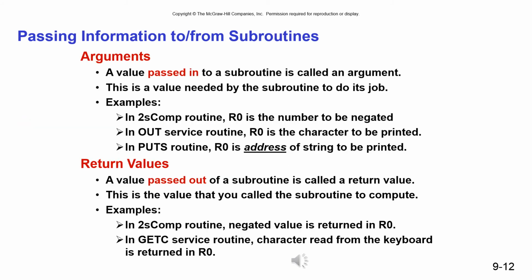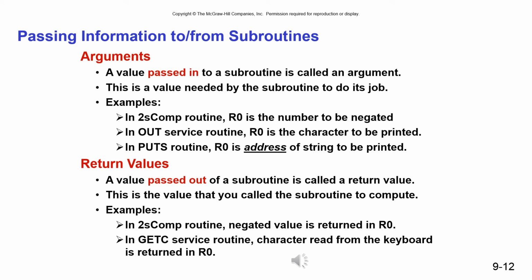So let's drill down on some important concepts, topics that I mentioned in the previous slide. Arguments are values passed to a subroutine, okay? In 2's complement, R0 is the number to be negated. In the out service routine, R0 is the character to be printed. In puts, R0 is an argument passed that represents the address of a string to be printed, okay?